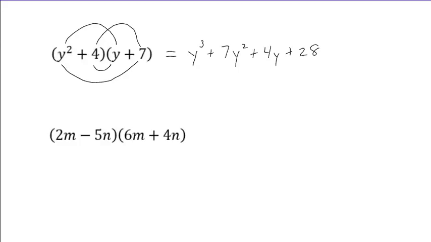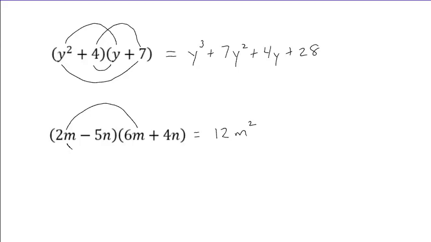Always remember, if you make a mistake, don't beat yourself up, don't say bad things about yourself, just use it as an opportunity to learn. Here's the second example, and then we'll finish up this video. Again, my firsts, outers, inners, lasts. My firsts are going to be 2m times 6m. That is going to be 12m squared.